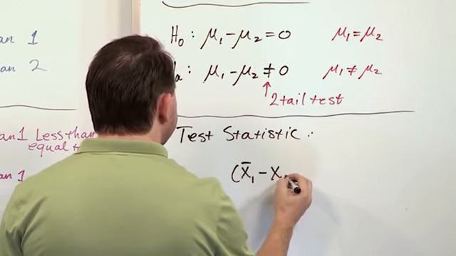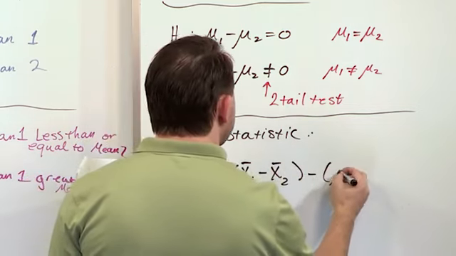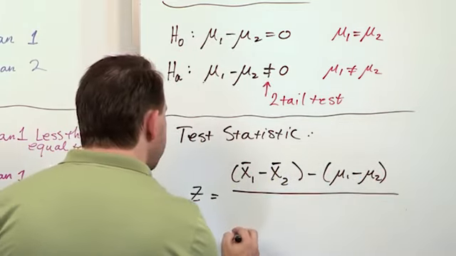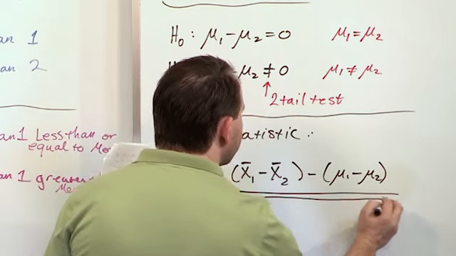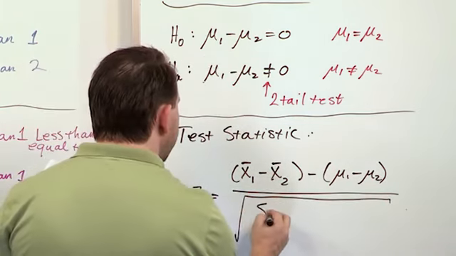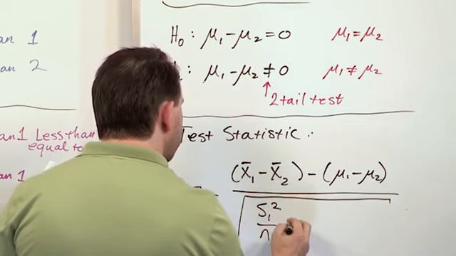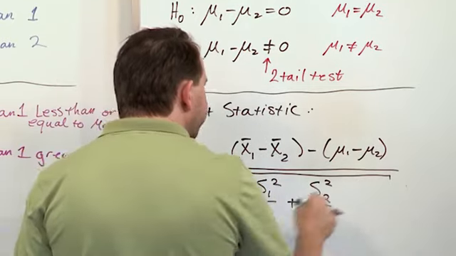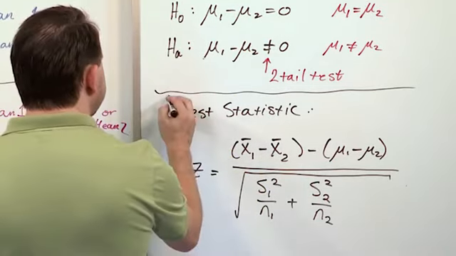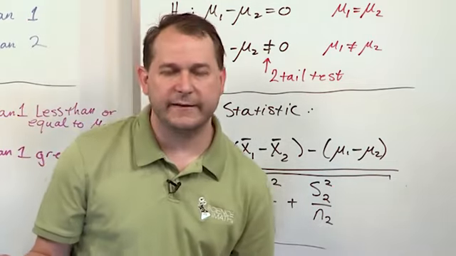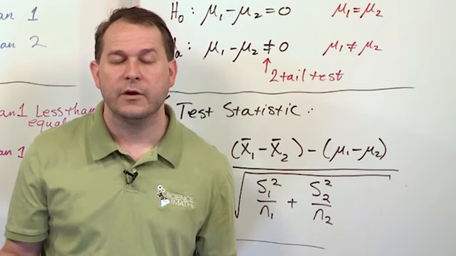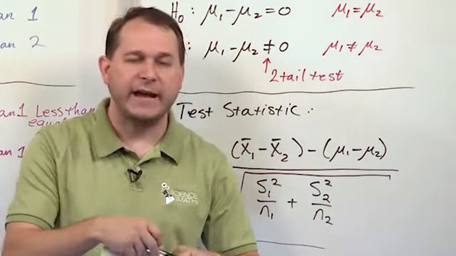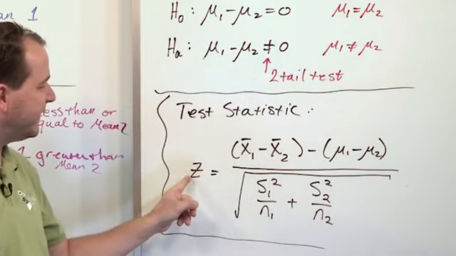z equals x1 bar minus x2 bar, minus mu1 minus mu2, over a big square root. If you remember, there was a square root on the bottom of the other test statistic also: s1 squared over n1 plus s2 squared over n2, and this is all under the square root on the bottom there. This is the test statistic that governs hypothesis testing involving two population means with large samples. In other words, 30 or greater samples, because in those cases we can use the normal distribution. The test statistic is giving us a number z.